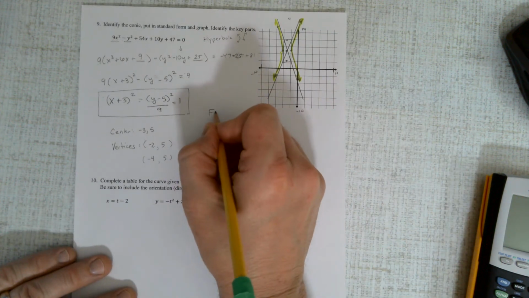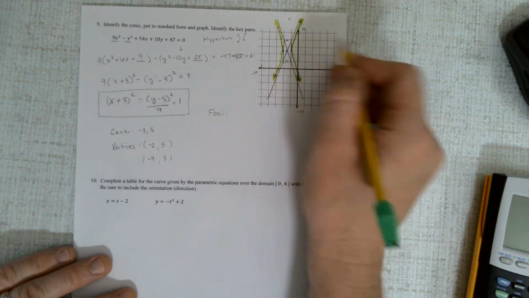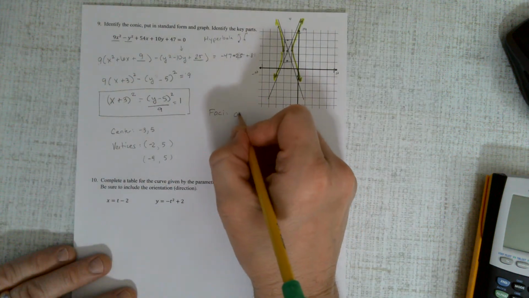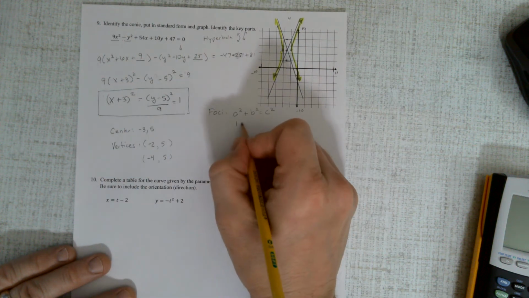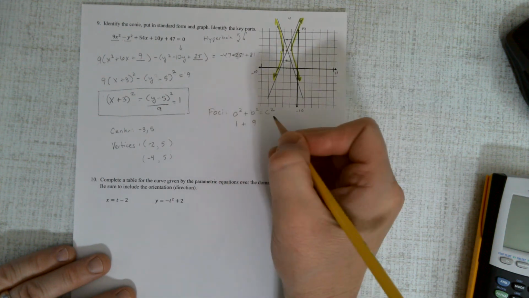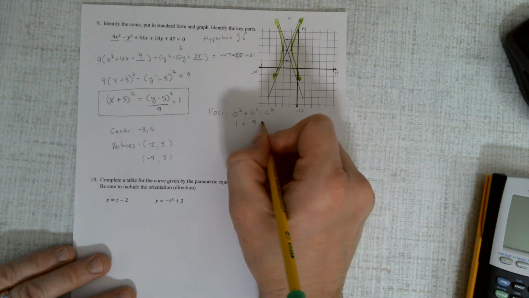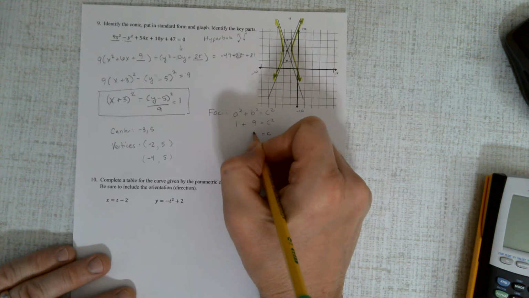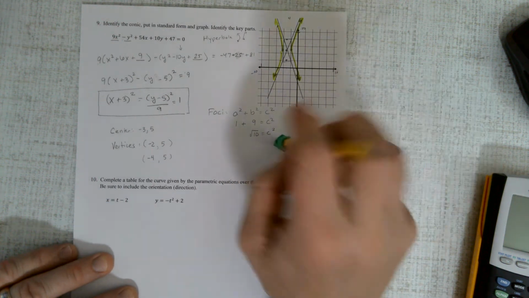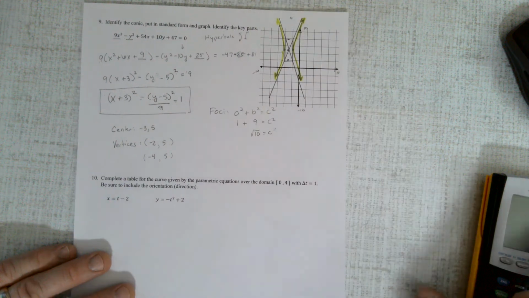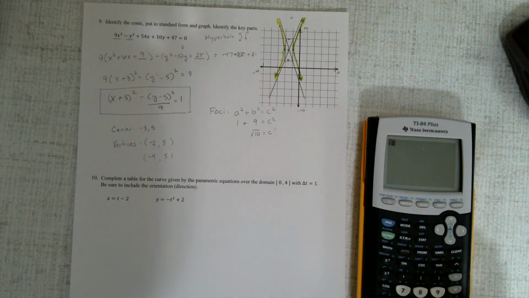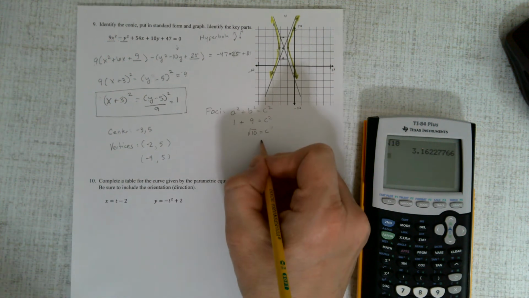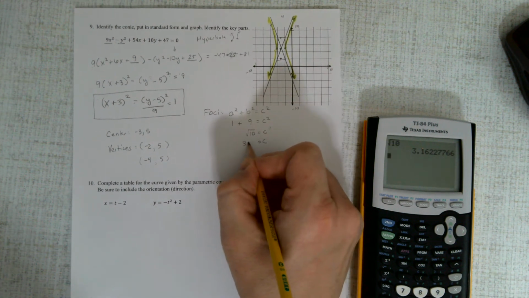Alright, and we talked about the foci. Those points in between here somewhere. And the formula here was back to a squared plus b squared equals c squared. So 1 plus 9 equals c squared. C squared is 10. I'm going to add them together and take the square root in one step. So we just go square root of 10, and it's about 3.2.